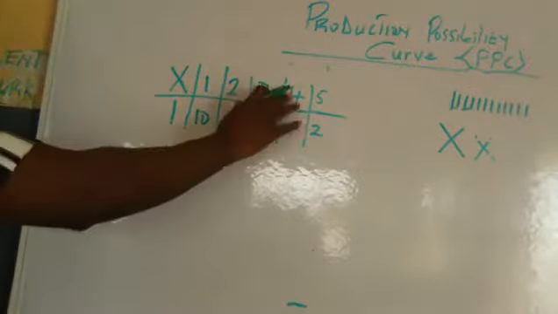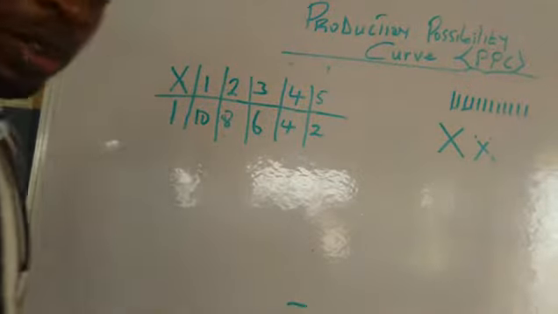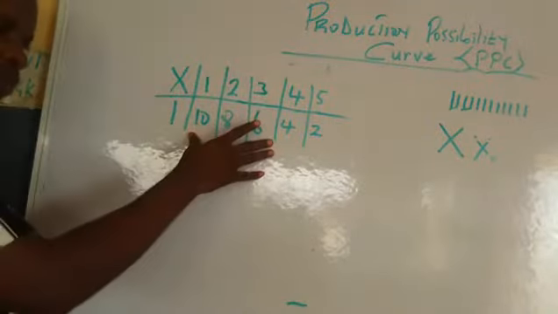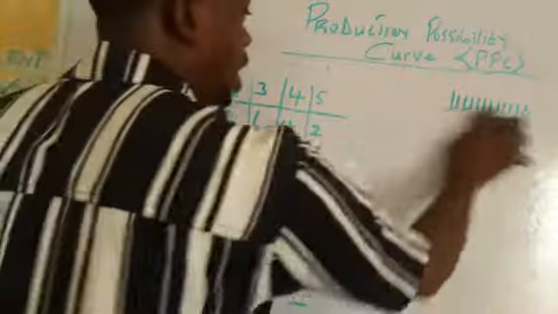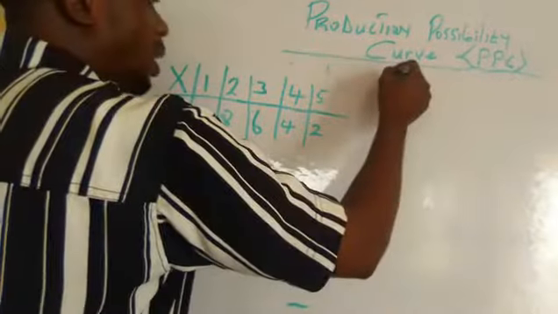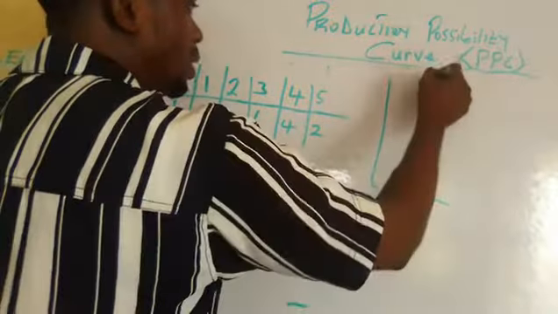So this is a production possibility table, not a production possibility curve. You can only have a production possibility curve when you plot this as a graph. Now, if I want to plot the graph, I just have my graph here, my PPC graph.